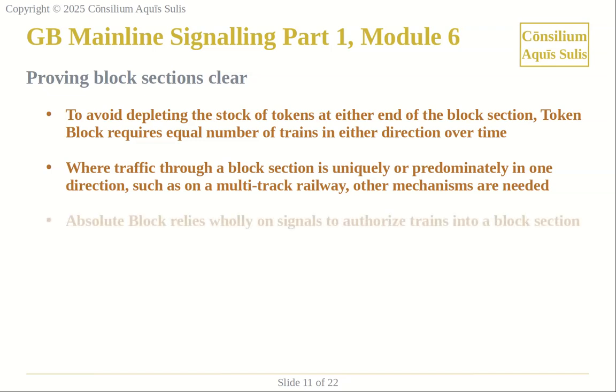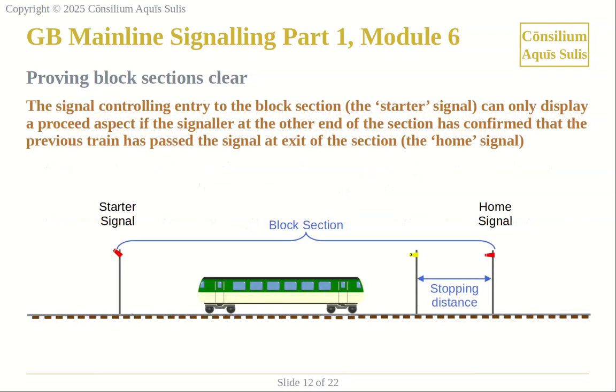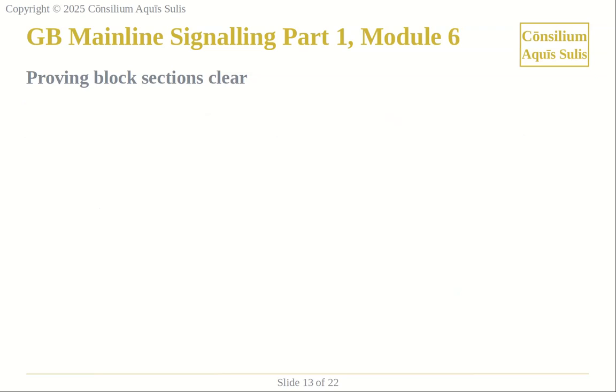as is the case on multi-track railways. And one of the early systems of doing this was absolute block, which, like many modern signalling systems, relies wholly on signals to authorise trains to enter a block section. A signaller at one end of the block section would only clear the starter signal to allow a train to enter the block section if the signaller at the other end had confirmed that the previous train to have entered the section had cleared the home signal at the other end of the section, hence the section was clear.